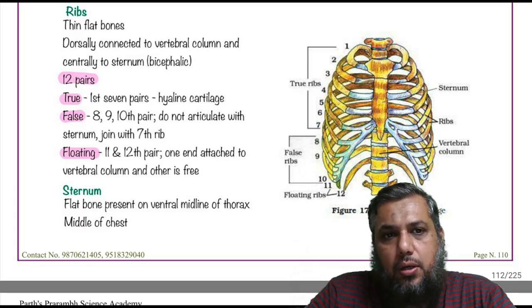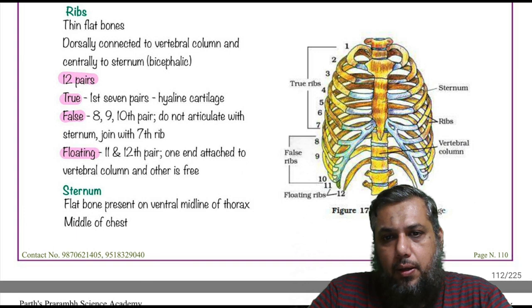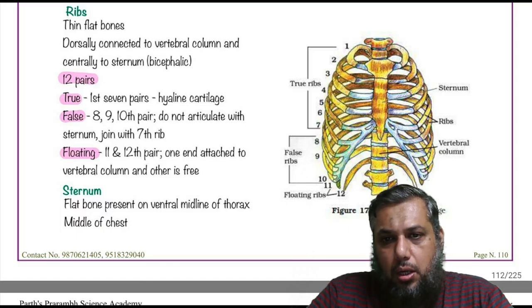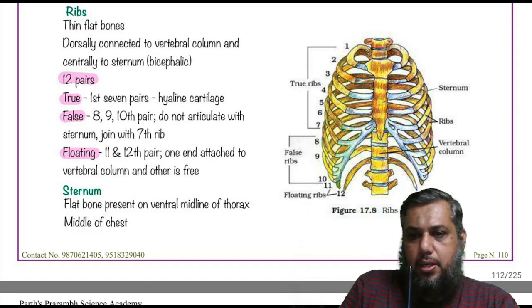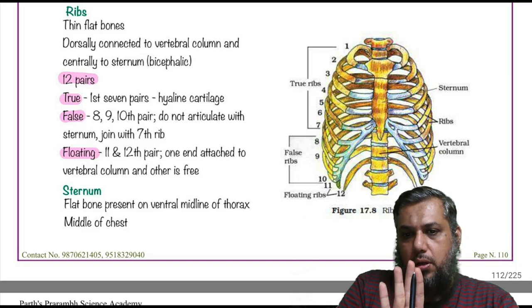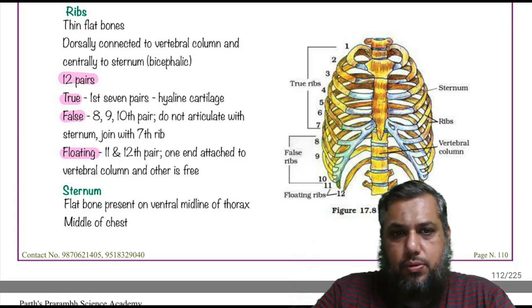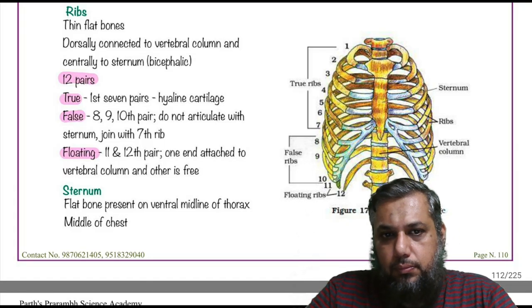The thoracic cage consists of the sternum and the 12 pairs of ribs. The human ribs are considered to be bicephalic because dorsally, ये एक समझो ventral और ये पीछे dorsal. Dorsally they articulate with the thoracic vertebrae at two regions. So it's a bicephalic rib.